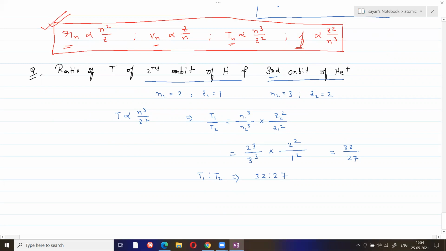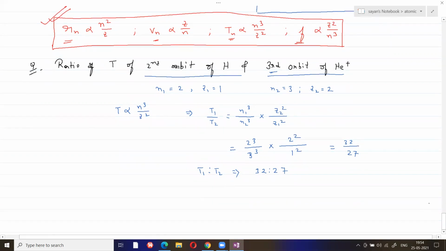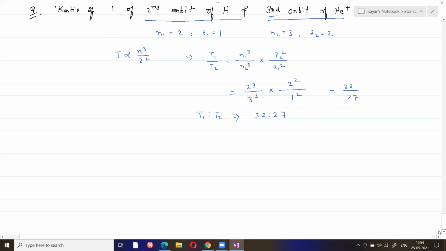No, sir. Okay. Now next, last but not the least for Bohr's orbit, is the energy of electron in the Bohr's orbit. For Bohr's orbit, the fifth one is the energy of electron in the nth Bohr orbit. That is one of the very, very important topics.